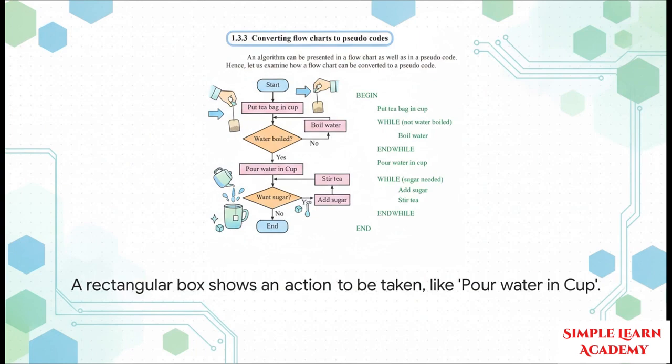So the first piece of our map is this guy right here, the rectangle. This is the process box. Think of it as the workhorse of your flowchart. It's where the action happens. It's a straight-up command. Pour water in cup. Simple, direct, no questions asked. Just a clear instruction to do something.